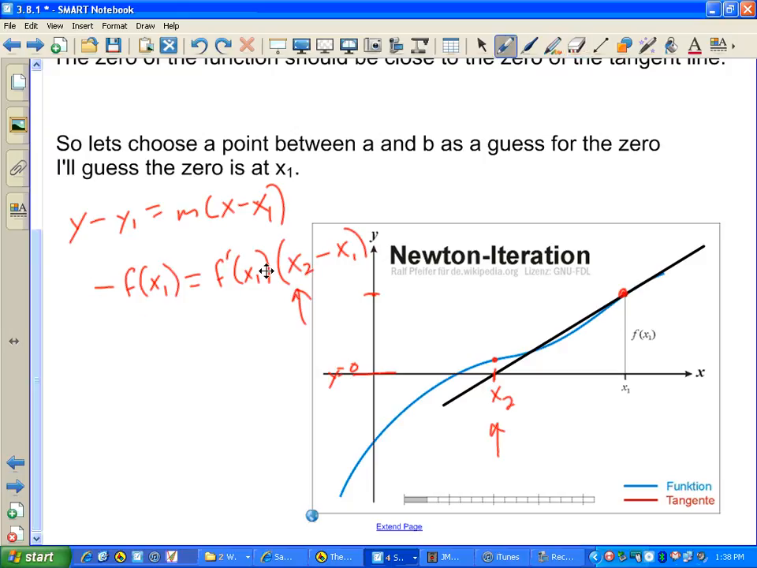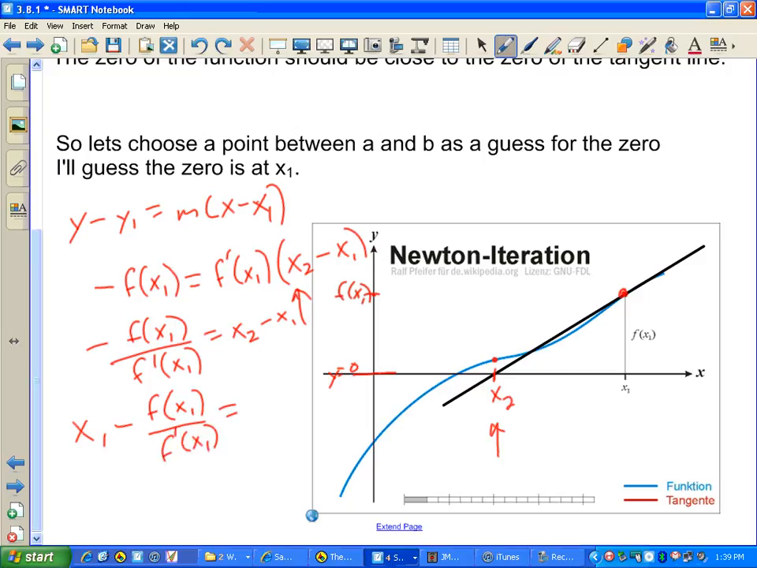So I don't need this 0 here. And I'm going to divide this f prime over. So I'm going to have negative f at x1, so the function's value at my first guess divided by my derivative at the first guess now equals my next guess minus my first guess. So I'm just going to add my first guess over. So I've got x1 minus the function at that divided by the derivative at that point. And this will equal my next number that I would use. And I do the same process.